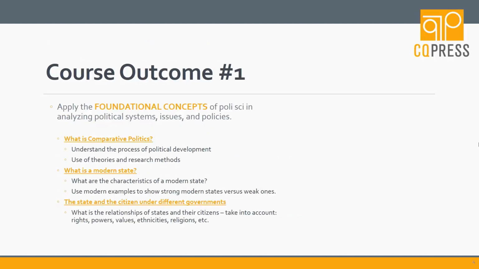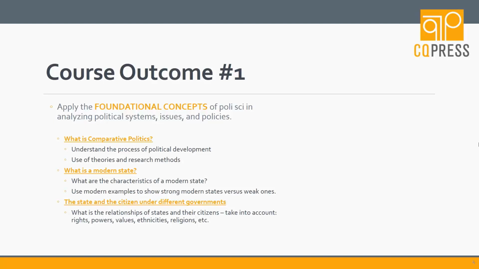Foundational concepts. So first and foremost, what is comparative politics? Students need to understand the process of political development and the actual study of comparative, the theories and research methods used among comparativists. Next, students need to know what the modern state actually is. And when we say state, again, we mean really country, right? Or a nation. So they need to give characteristics of a modern state, but also be able to use modern real-world examples to show strong modern states versus weak ones.